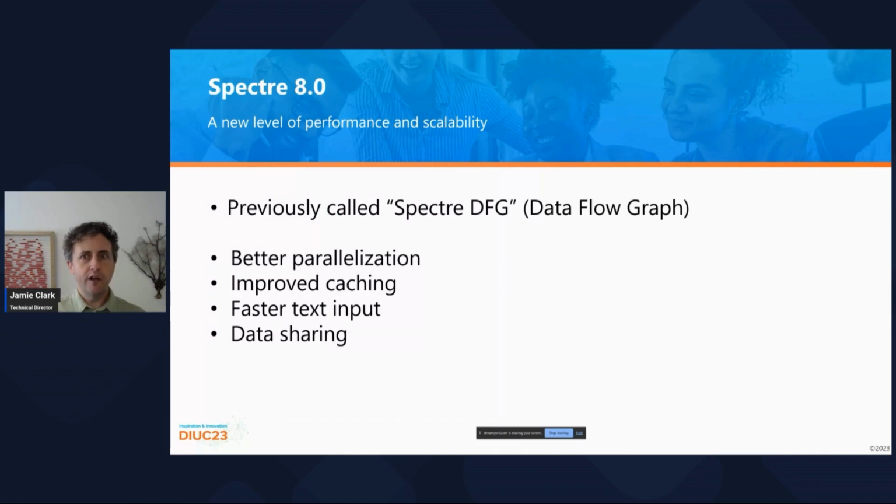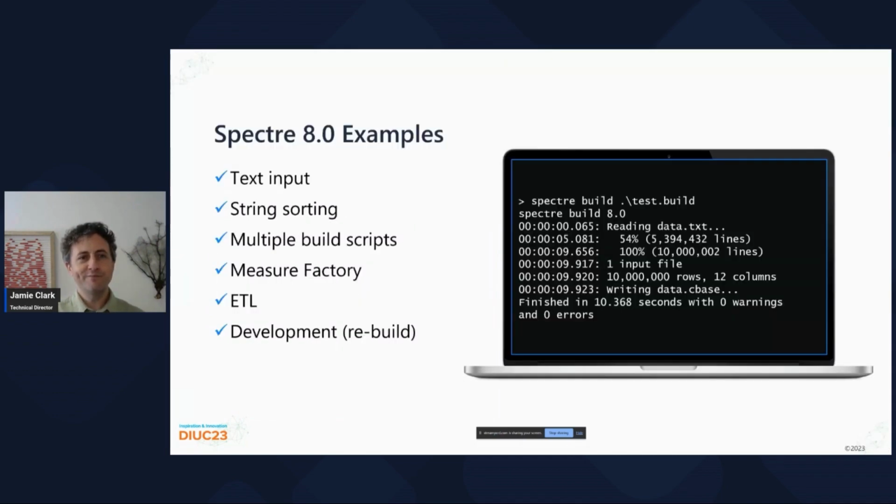If you were at last year's user conference, you might have heard us describe the DFG project. And DFG was a code word that stands for data flow graph. And it involves a big change in the way that Spectre processes data operations. It means better parallel processing. It means better caching, faster reading of text files, running multiple simultaneous requests while sharing data between those requests, for lots of improvements. And we're going to get into the details from this presentation.